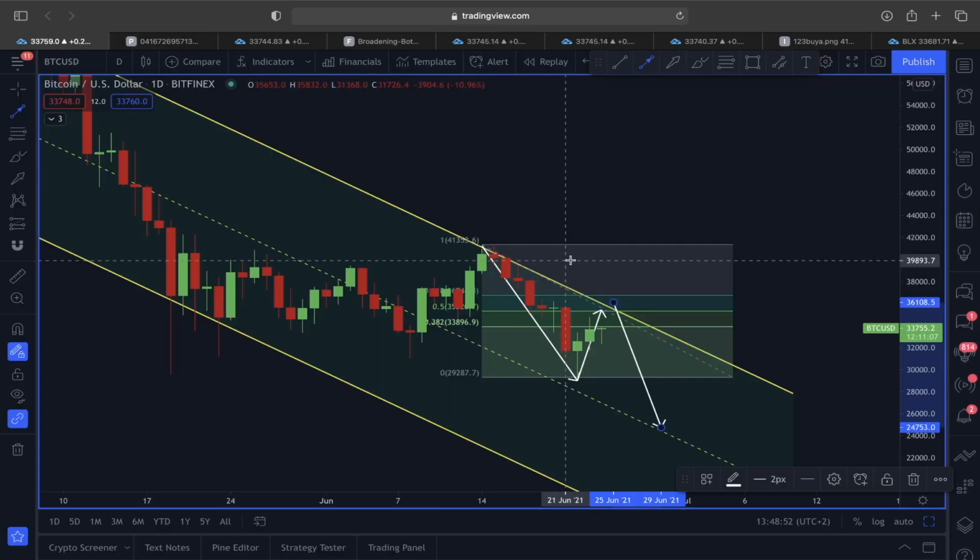Because getting rejection here from this 0.5 or this 0.618, you can see then we are going to see a potential downward price movement, because it is going to follow the original trend. So that's why, guys, right now the price of Bitcoin could actually see some sort of a relief rally at least towards this 35 to 36,000 price area.